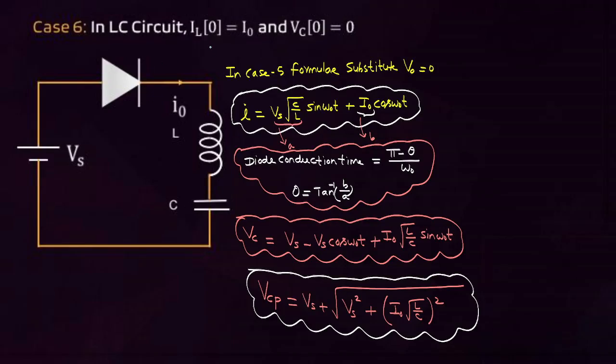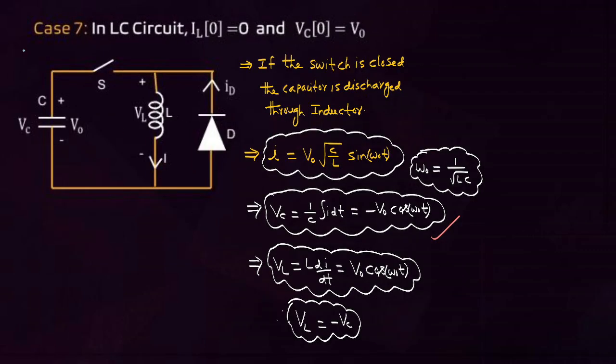Let us assume that IL of 0 equals I naught and Vc of 0 equals 0. There is no initial voltage across the capacitor, so V naught is 0. The current is Vs into square root of C by L into sin omega t, plus the extra I naught cos omega naught t. The diode conduction time is pi minus theta by omega naught, because I naught is given. This is the peak voltage across the capacitor, because V naught is 0. This is case 6, students. Next, this is case 7 that you have to concentrate on.